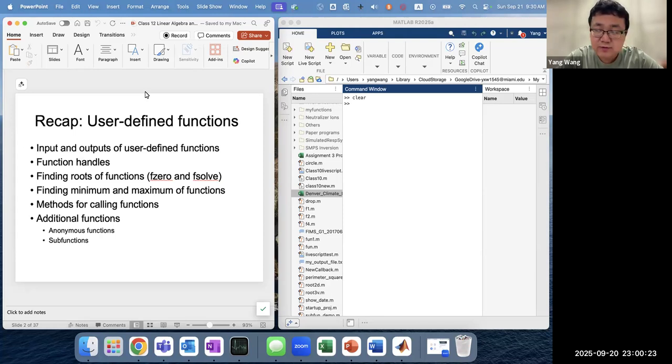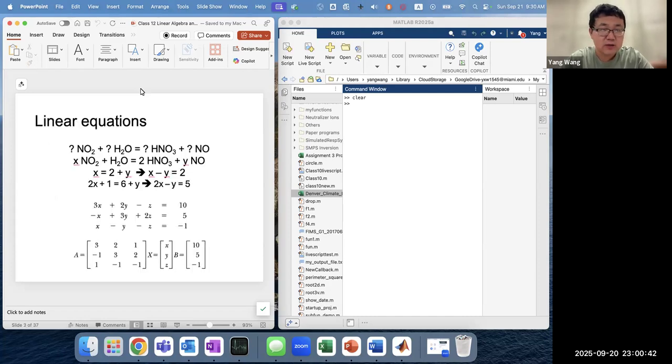And we introduced additional kinds of functions like the anonymous function, which is not saved as an M file, and also the subfunctions, which are saved in the primary function, just following the primary function in the M file. So these are the different aspects of the user-defined functions. So in this class, we're going to talk about linear algebra.